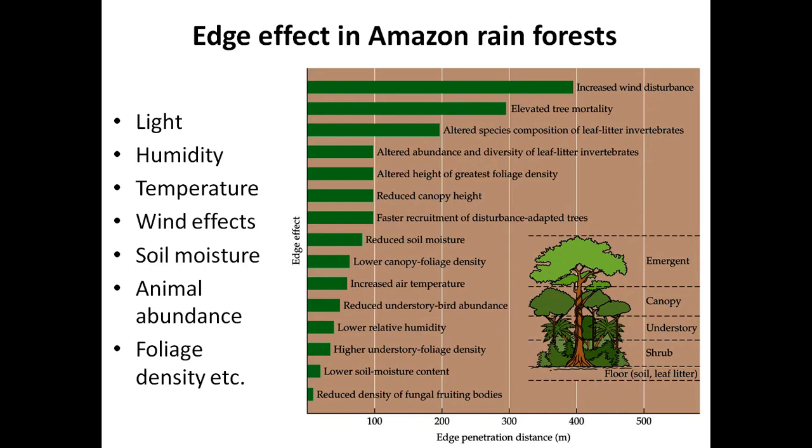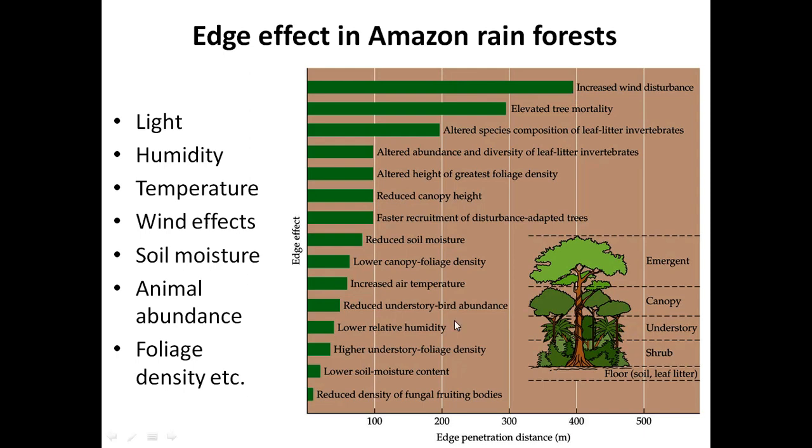And in this graph you can see various parameters of edge effect and the edge penetration distance. For example, they observed that the impact on fungal fruiting bodies is very small compared to wind damage. There's no significant difference between the density of fungal fruiting bodies inside the core habitat and the edge. But if you think about the wind damage, it can create some significant impacts.